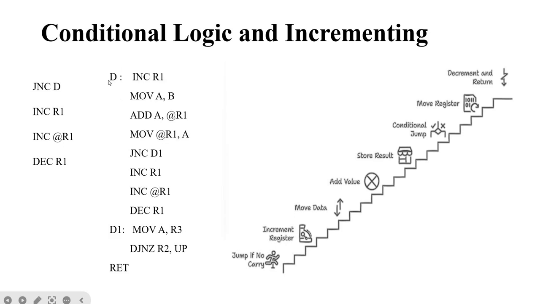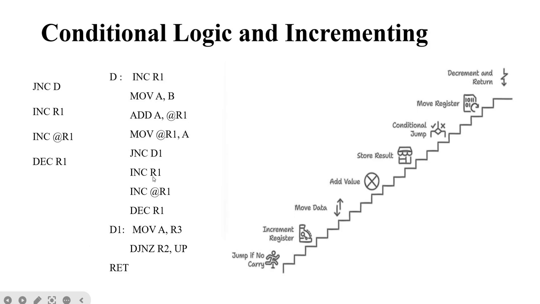Next is the D label. Okay, this is for the next code. So here we have increment R1, that is we'll increment R1 again and we'll move the content of B into the accumulator, and we will add the value at R1 to the accumulator, and then we'll store back the result into the memory location pointed to by R1. And the next instruction is JNC D1. This will jump to the label D1 if there is no carry.